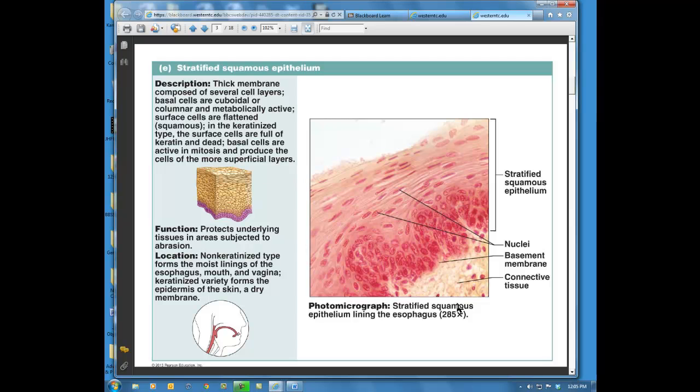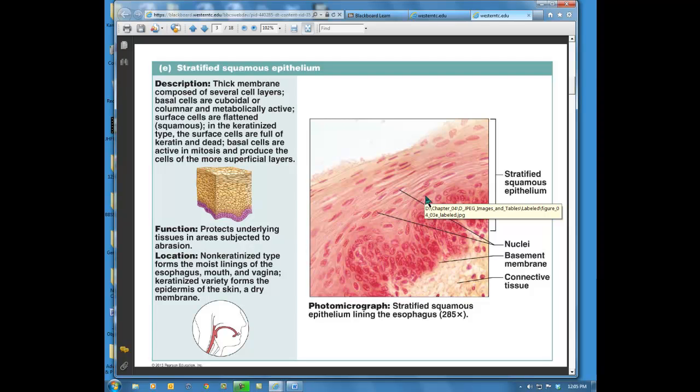Stratified squamous epithelium, that first name tells us we have many layers of cells. The squamous tells us again we have flattened cells or squashed cells. This is a tissue, again it's an epithelial tissue, and we find these in areas where we might see a lot of friction or abrasion.